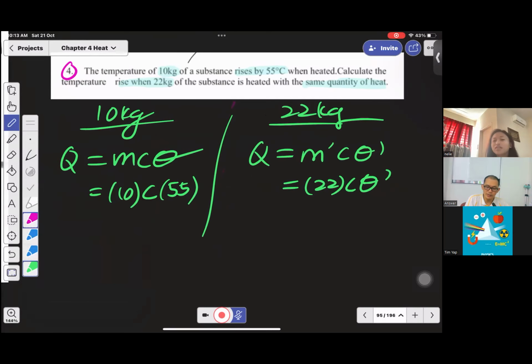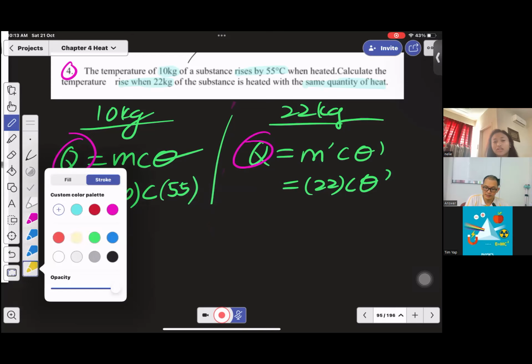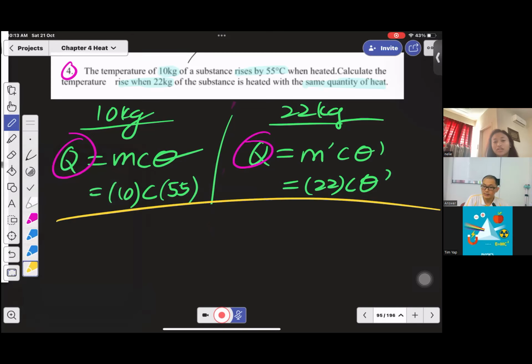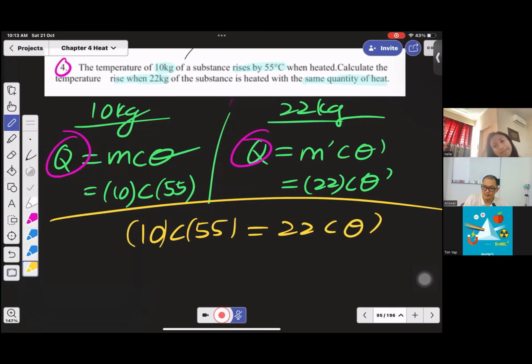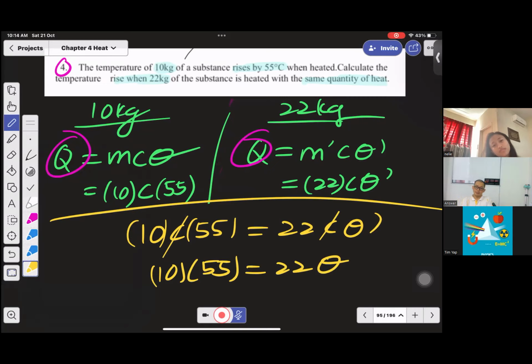But I know these two Q is the same, right? So I make them equal, it becomes like this. Same, right? So MC 55 and then 22 C theta. Now both substance is the same substance. I cancel C, so I get these two. Okay, try now. How to get the theta?